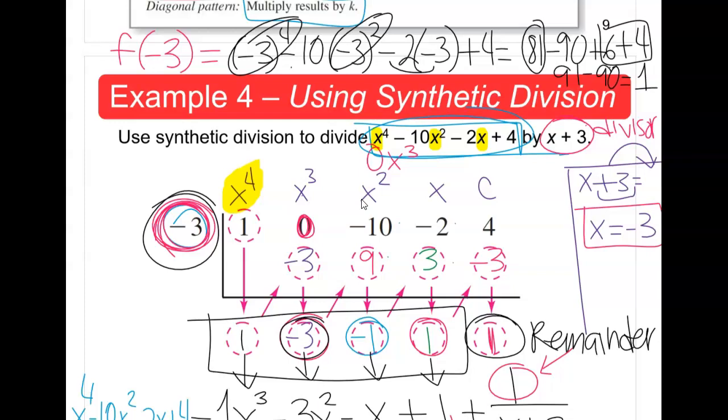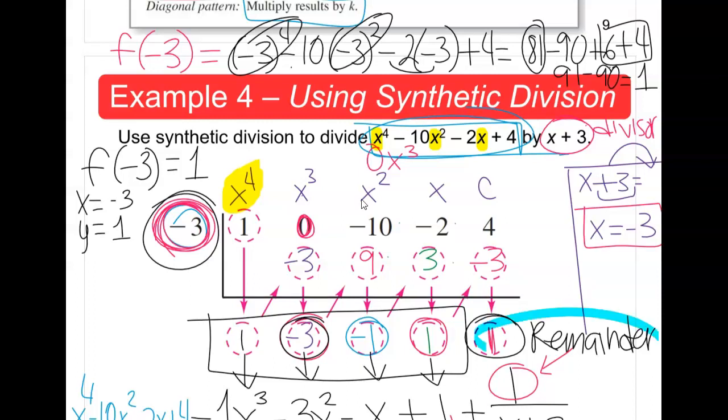So what does that mean? That the function value at -3 is equal to 1, meaning if x is equal to -3, the y is equal to 1. But what did we also get as 1? And that was the remainder that you see here. And so that's why we call it the remainder theorem.